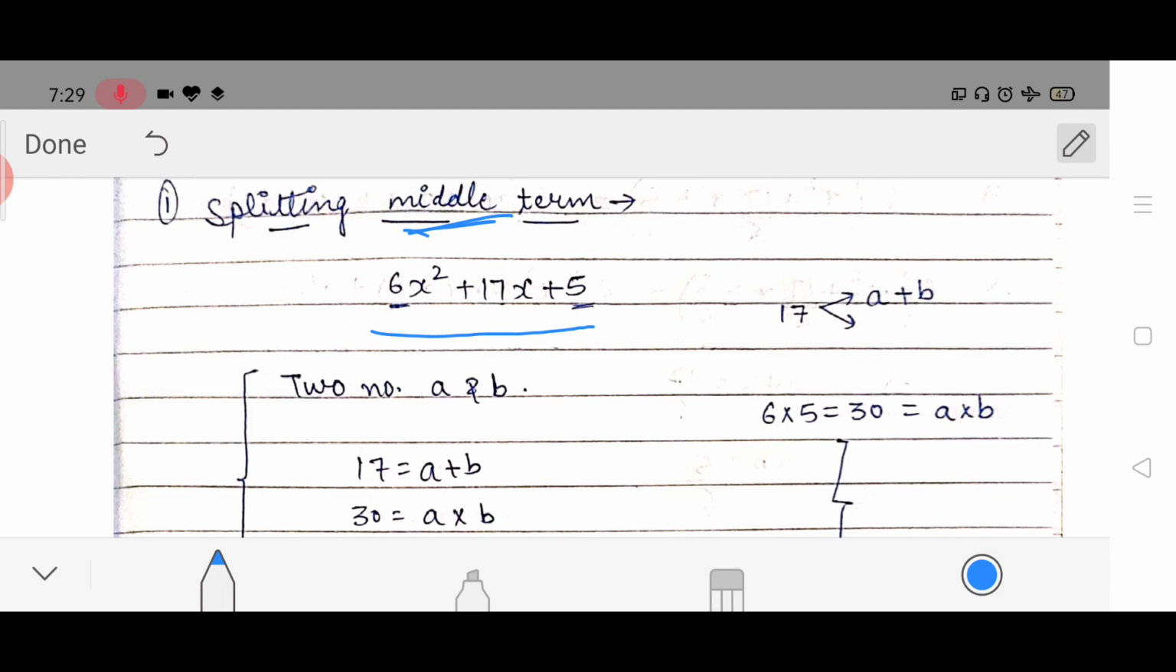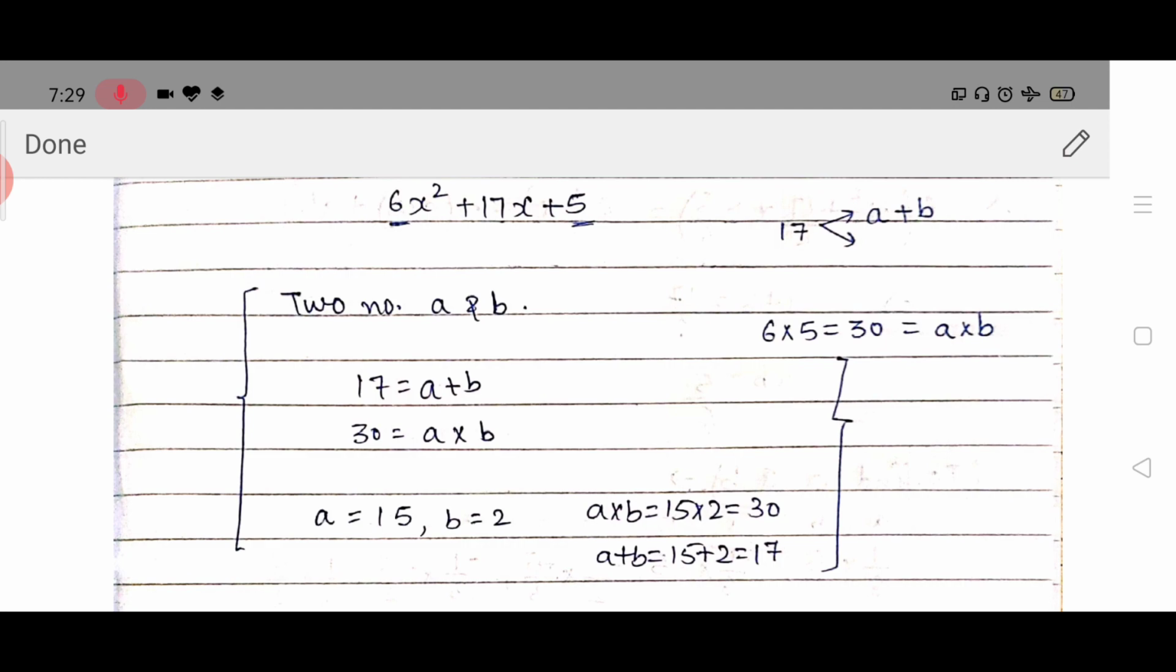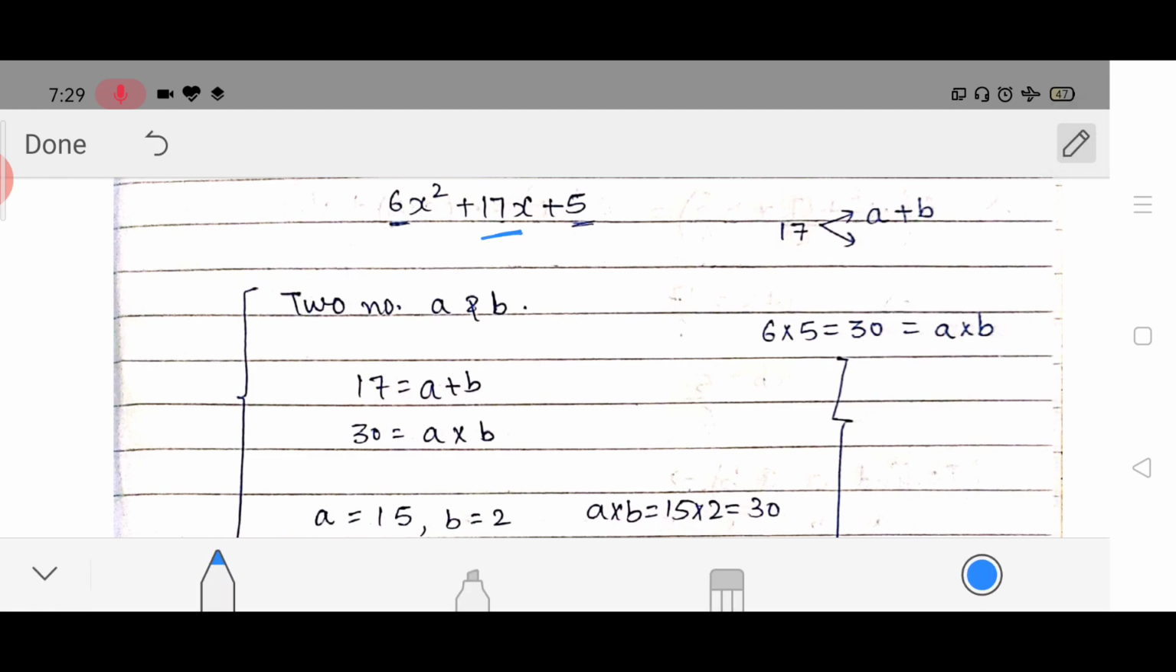As you can see here, the coefficient of the middle term is 17, so I have written 17 here on the rough side. And as you can see, the coefficients of the first and last terms are 6 and 5. So you have to divide the middle term into two terms a and b, such that the sum of a and b is equal to the middle term coefficient, and the product of a and b is equal to the product of the coefficients of the first term and last term.